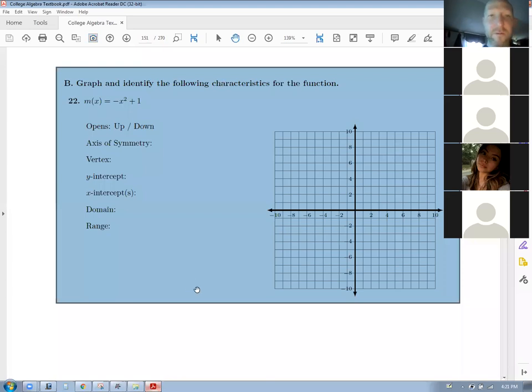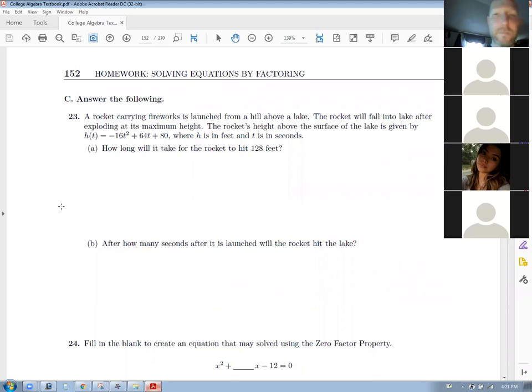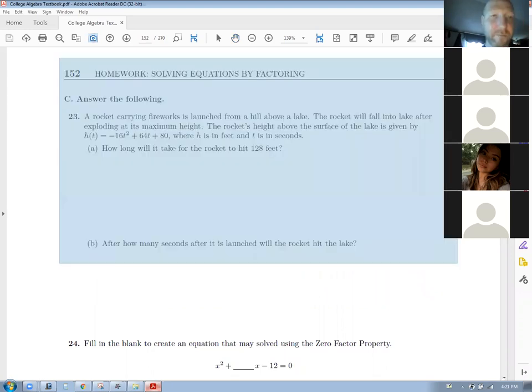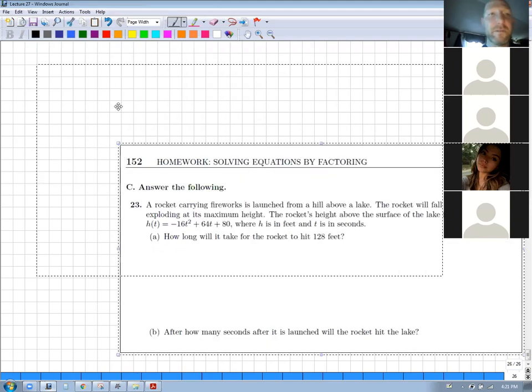Do another one. Some word problems, all right. Answer the following.